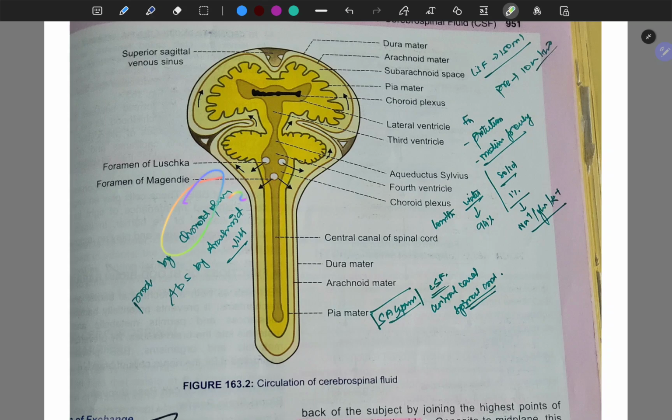It is produced by the choroid plexus and absorbed by arachnoid villi granulations. Function: protection, a medium in which the brain is placed. CSF volume is 150 ml. Pressure is 10 centimeters of water. Contents: water is 99%, solids 1%, which contain sodium, glucose and potassium.